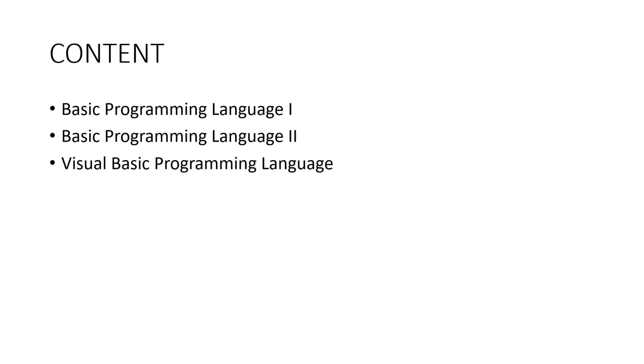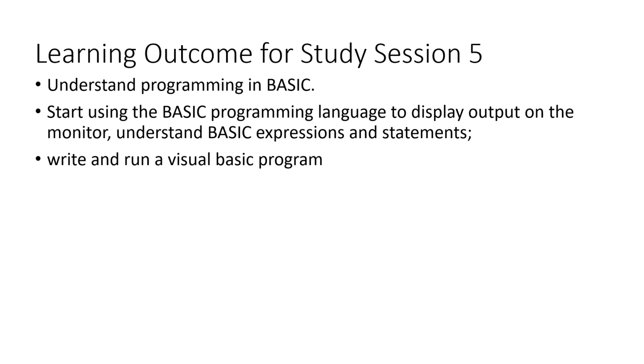But before we go into basic programming language 1, I want us to know the things that we are supposed to learn under programming in basic. We should be able to understand programming in basic. We should be able to use basic programming language to display outputs on the monitor and to understand basic expressions and statements. They must be able to write and run a visual basic program. These are the things we have to learn in study section 5.